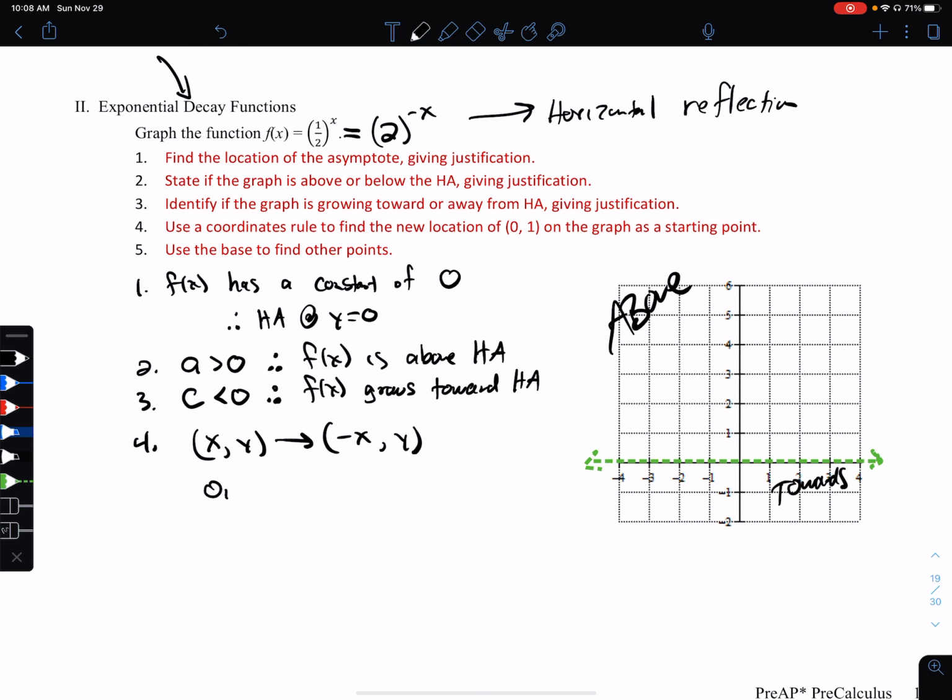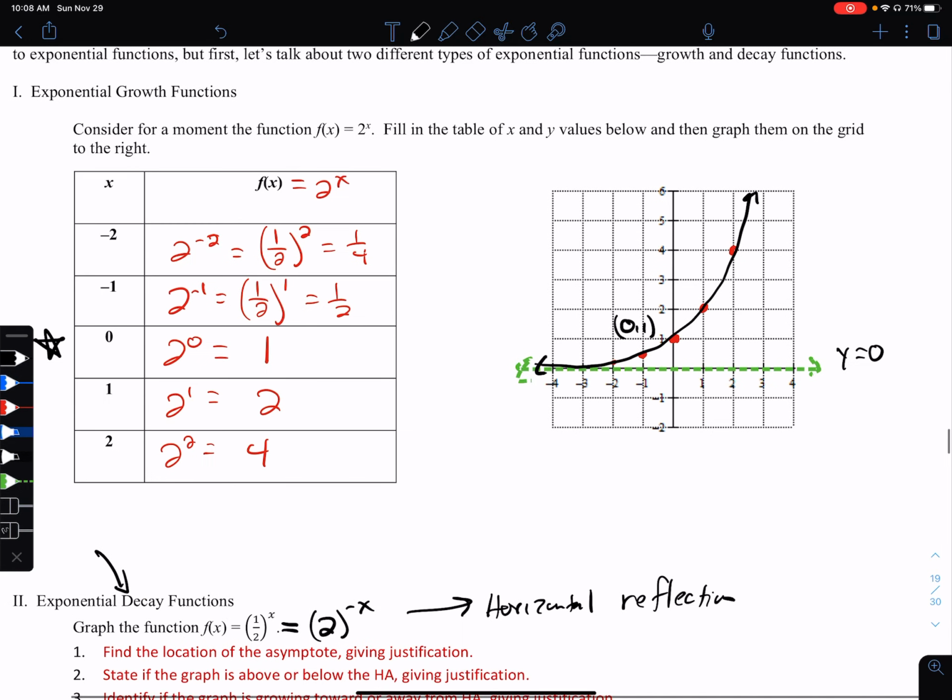We're going to find the new location of 0, 1. So if I take 0, 1, and I apply this coordinate rule, I change the sign of 0. Well, that's still 0. And 1 stays the same. So my new ordered pair is 0, 1. You're thinking, well, that's not any different. Well, you're right, it isn't. Because if I had this point 0, 1 and it's on the line of reflection, it's not going to go anywhere when we reflect it. It's going to be in the same location.